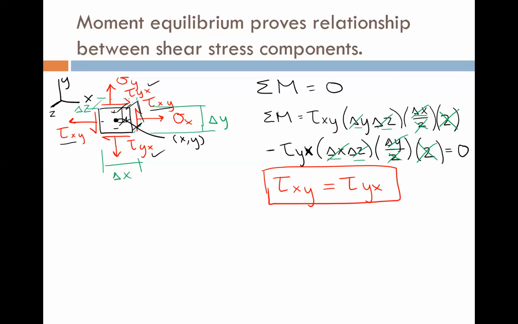So what that is saying is that shear stress components on two adjacent sides must be equal and opposite. So this stress component here, tau yx, is the same as tau xy.